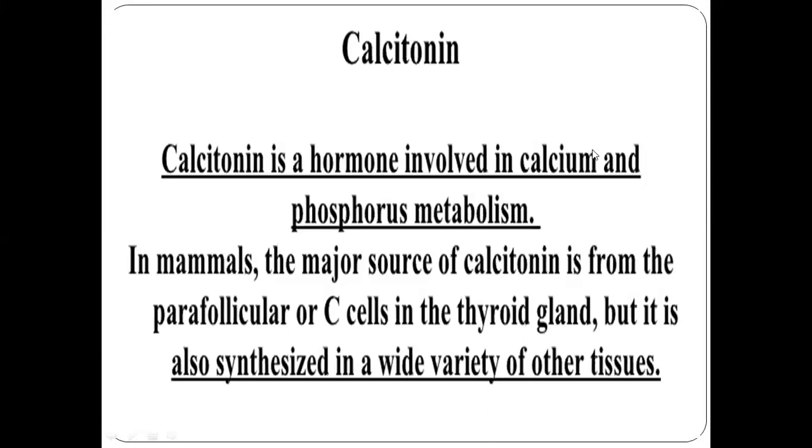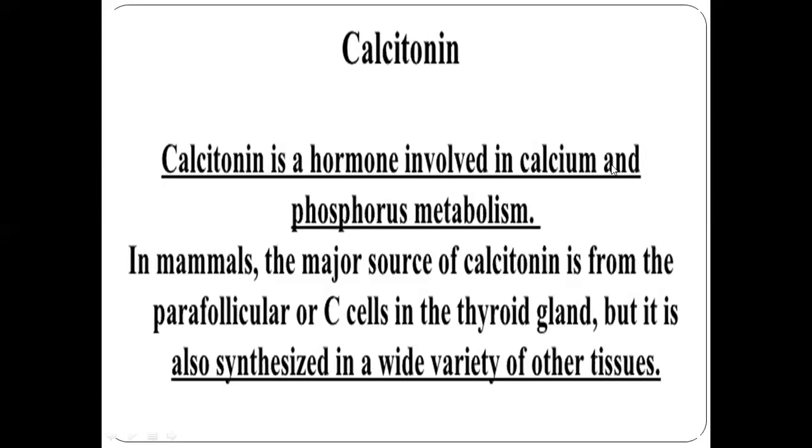What is the function of calcitonin? When the calcium levels are increased in the blood, the calcitonin will come and take the calcium from the blood, and deposit it into the bone and other areas. So calcitonin has a reverse action. It has an opposite action to the parathyroid hormone. So these two hormones both work together, but in an opposite fashion.